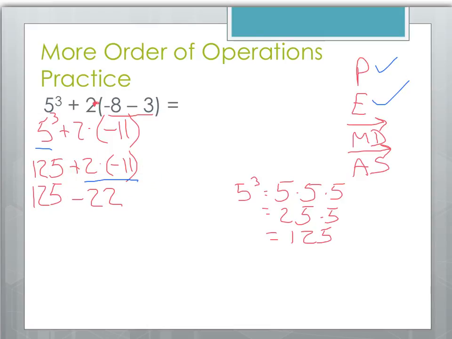Okay, now we're ready to finish it off. Multiplication and division is done, and we can add and subtract. We have 122 minus 22, and when we subtract those, we get 103. That's going to be positive. That's our final answer.